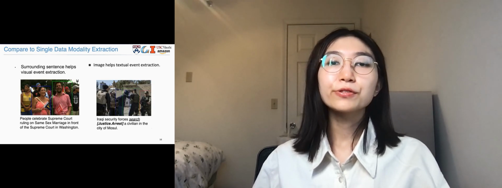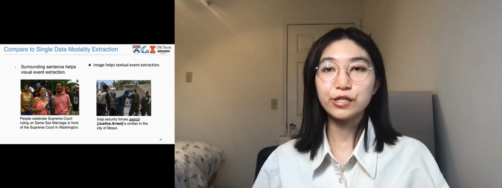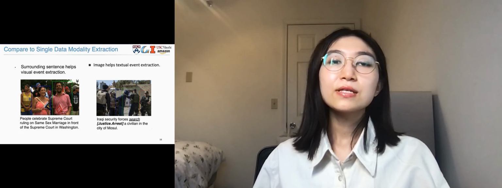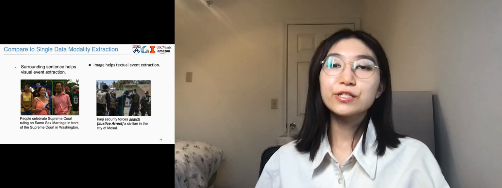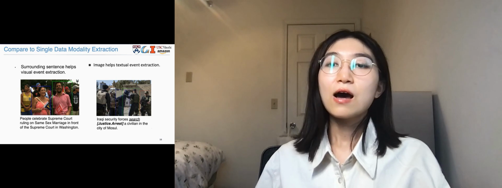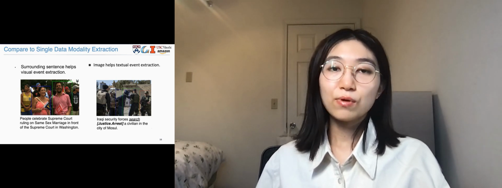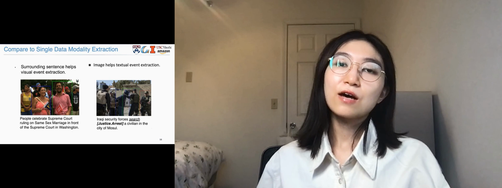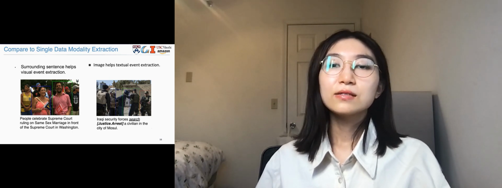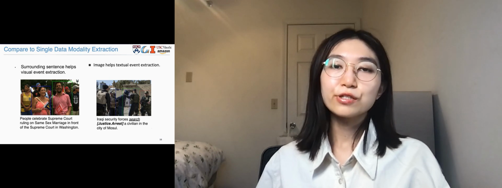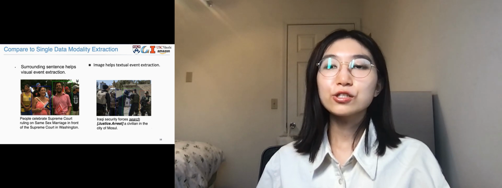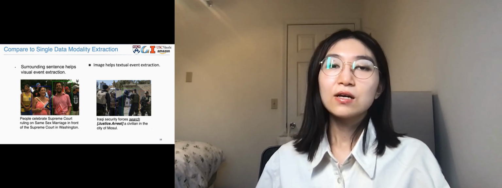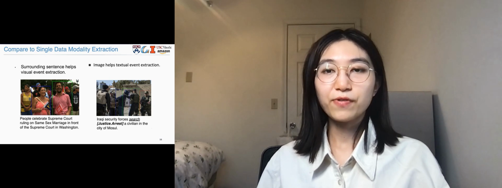These are some examples showing how image and text help each other. In the first example, the system detected it as a protest event, since the visual features of celebration and protest are very similar. However, with the surrounding text, the system knows that it's not a protest event. In the second example, if we only look at the sentence, the word search is not able to be classified as an arrest event. But with the image clearly showing that there is an arrest event, the search can be extracted as arrest from the text side.